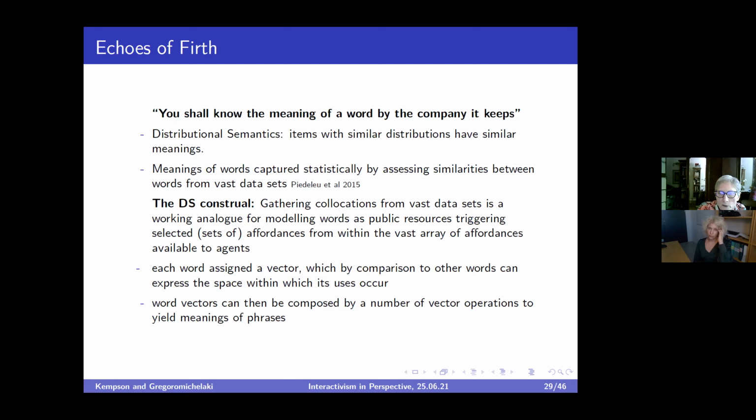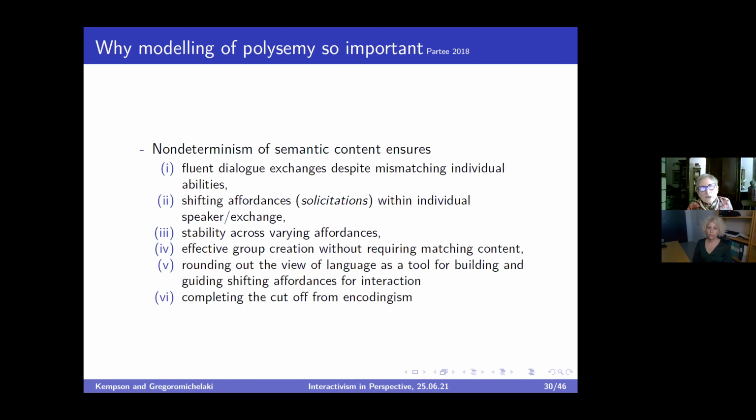And so we're assuming that words are assigned a vector, and these can then be composed by a number of operations. Now, I'm not going to take you into the details of this because the work is really very preliminary, but it is worth stressing before handing over to Eleni that it's really very important, because otherwise we're not saying anything about semantic content. But if we can capture the non-determinism of semantic content, then we'll be doing very well, because it ensures fluent dialogue exchange despite mismatching in individual abilities.